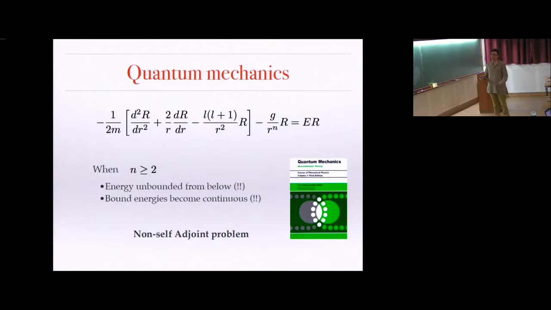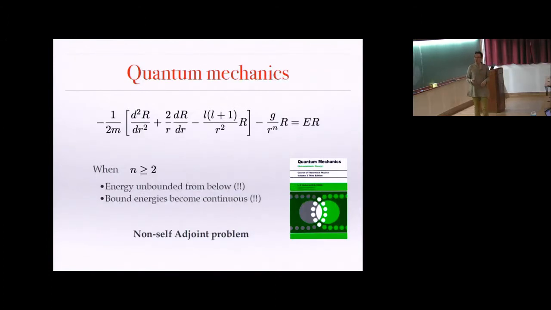After removing the angular part of the problem, you're left with the radial equation. And what you find is that when you have the power of n here, of this external potential, if n is greater than or equal to 2, as I said, as your classical intuition works, you find that the energy suddenly becomes unbounded from below. So you get infinitely negative energies, and that's the manifestation of this fall to the center. And these bound state energies become continuous. And these are problems for standard quantum mechanics.